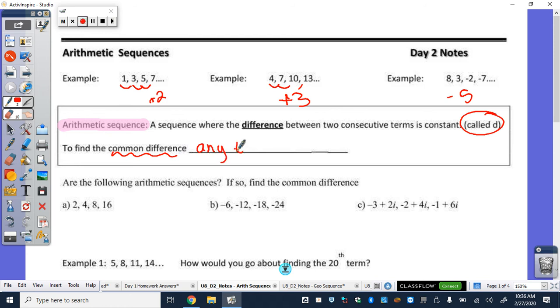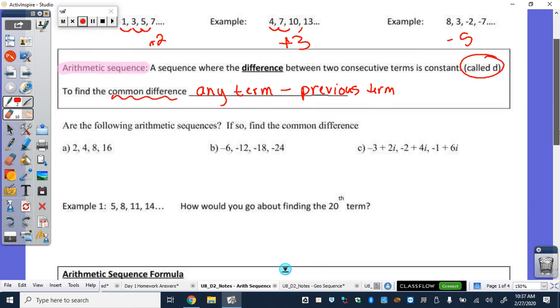If you cannot, the way we figure it out is you can pick any term, just not your first term, but you can pick any other term and then subtract the previous term from it. That is what's going to be your common difference. So if you can't see easily, pick a term, subtract the one from before it.